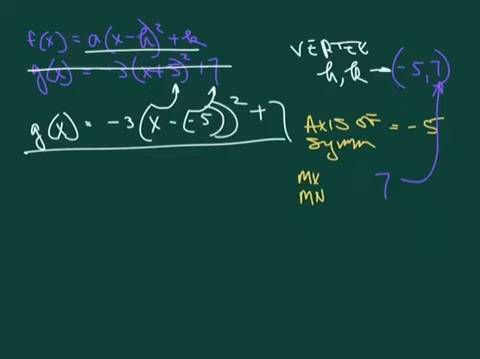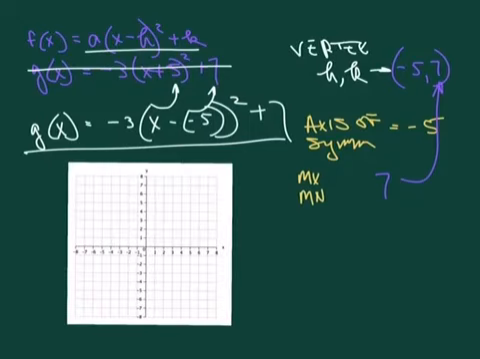All right, so given that bit of information, it's not really too terribly hard to graph this thing. All right, so let's write what we have. We have a vertex of negative 5, positive 7. So there's our vertex. We know we have an axis of symmetry. And we know that it maxes out right there, so we know that it's going to go like that. We just don't know where those points are. So we have that bit of information right now.